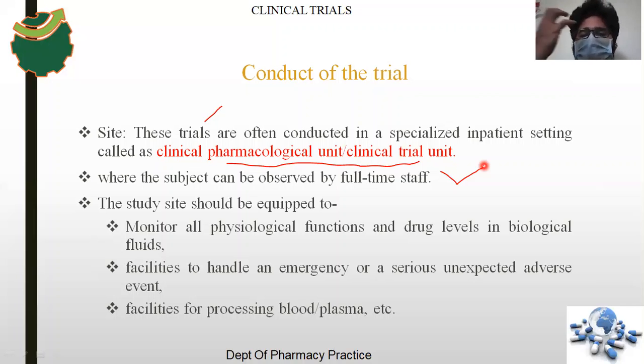What equipment should the laboratories where clinical trials happen have? The trial site should have the capacity and facilities to assess all physiological functions and to find out drug levels in biological fluids, like Cmax and Tmax or the drug levels in the serum and blood. Next, you should have facilities to handle emergencies.